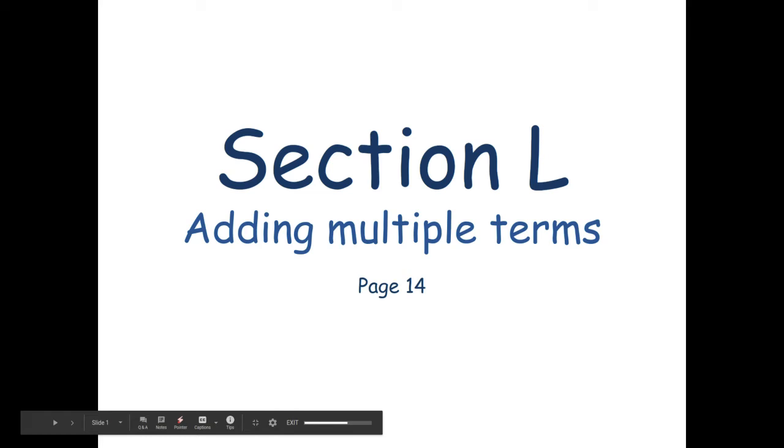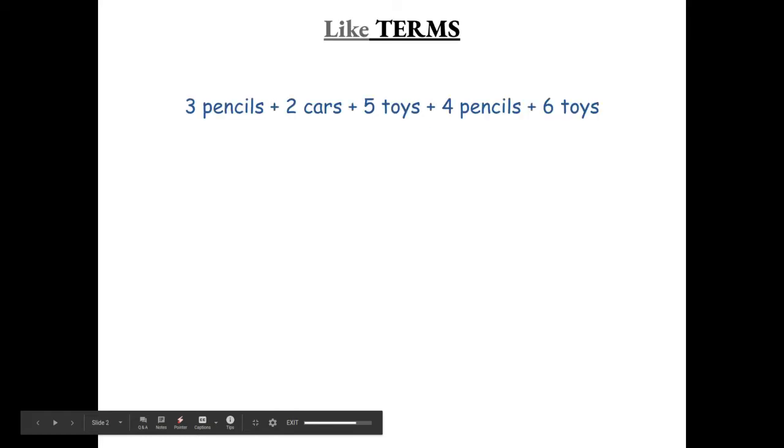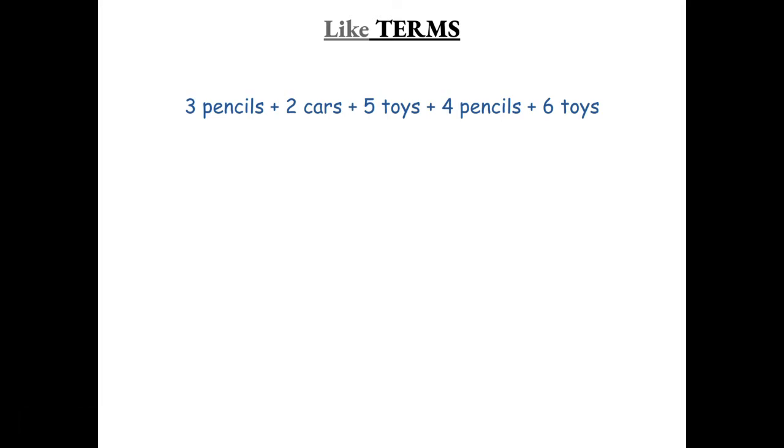Now in section L, this is adding multiple terms. This is on page 14 in the packet. So here we have like terms. We're adding multiple terms together. We did like terms before. Now we have multiple like terms, and we want to simplify it.